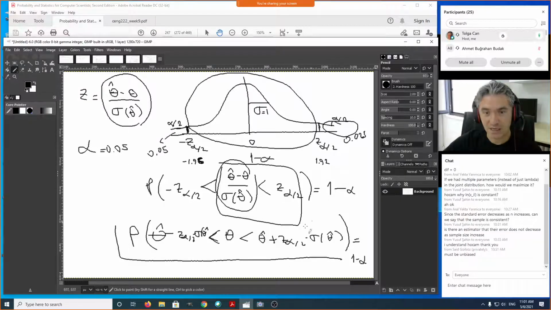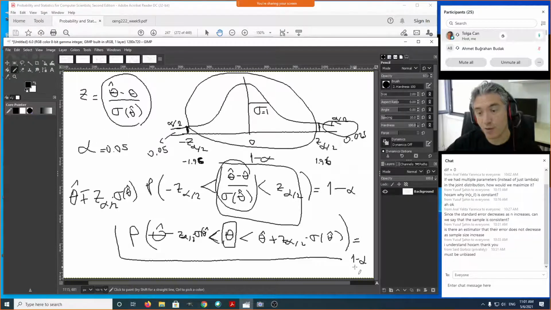So this slide here shows how we can get it by adding or subtracting the standard z value of alpha over 2 times the standard error of theta hat. So you just need to, for example, go 1.96 standard errors to the left and 1.96 standard errors to the right of your estimator. You get the probability that the actual theta is in this interval is 0.95.